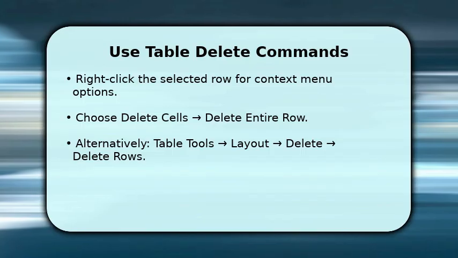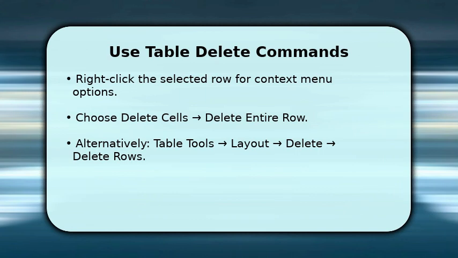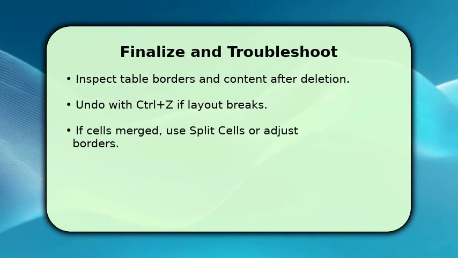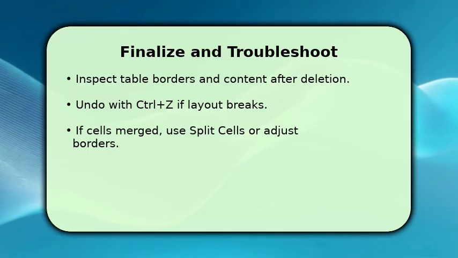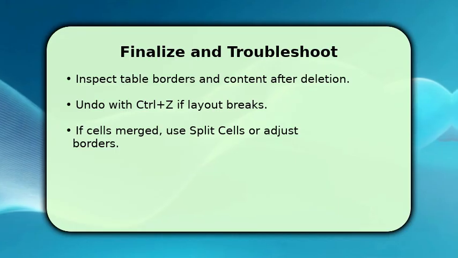Make sure to avoid using backspace or delete alone when multiple cells span rows, because that can leave formatting artifacts. You finish by inspecting the table for unintended gaps or merged cells. Glance at borders and nearby content to confirm everything flowed correctly.